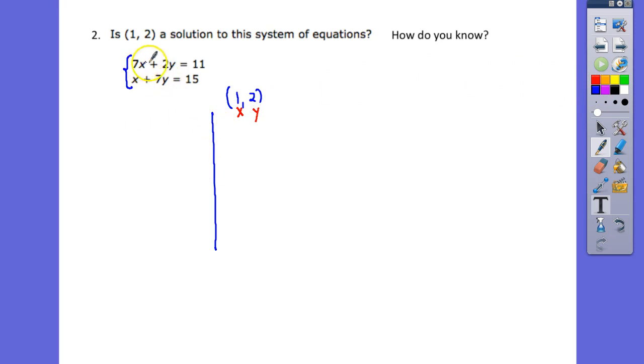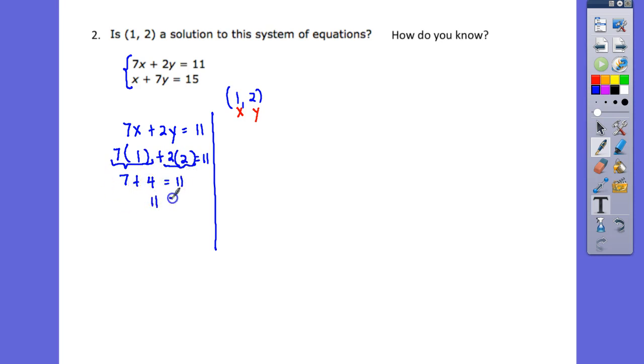Let's test it on the first equation. So 7x plus 2y equals 11. Now 7x means 7 times x. So instead of writing x, I'm going to write 1. 2y, that means 2 times y. So instead of writing y, I'm going to write 2 equals, I bring down 11. And then I will simplify it, again, using your order of operations. 7 times 1 is 7, plus 2 times 2 is 4.